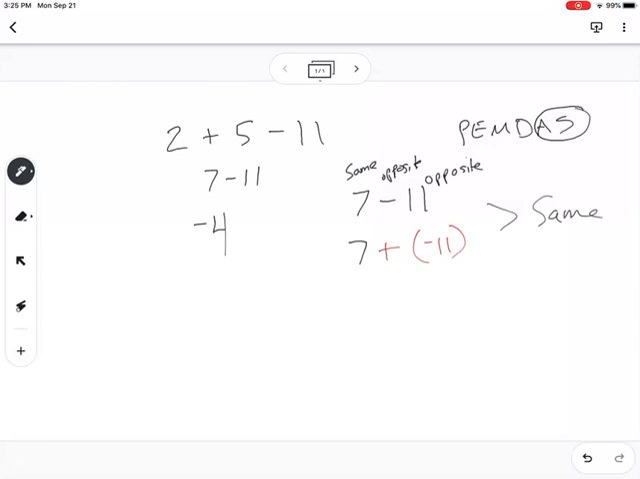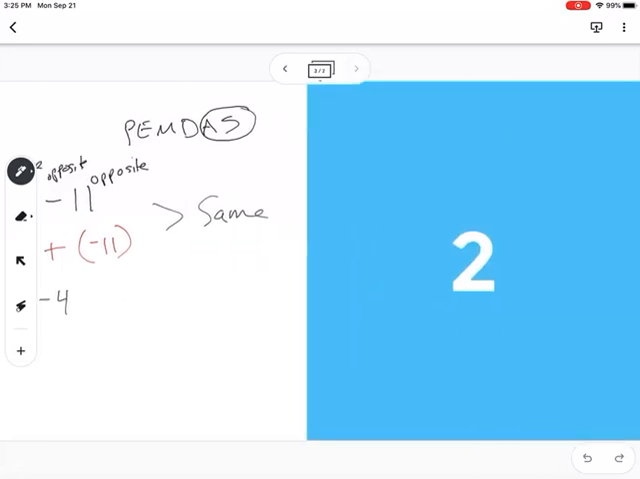So 7 plus negative 11. Now the rule here is if you are adding a negative, then you're going to the left on the number line. So if you start at 7 and you go left, you're going to go past 0 four more places. And so this is going to be negative 4. So same answer, but you'll see why this might come in handy in a little bit.